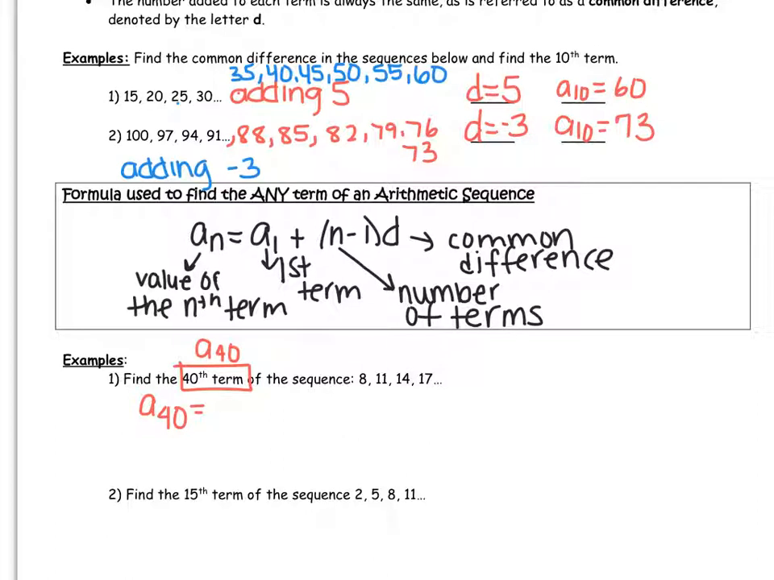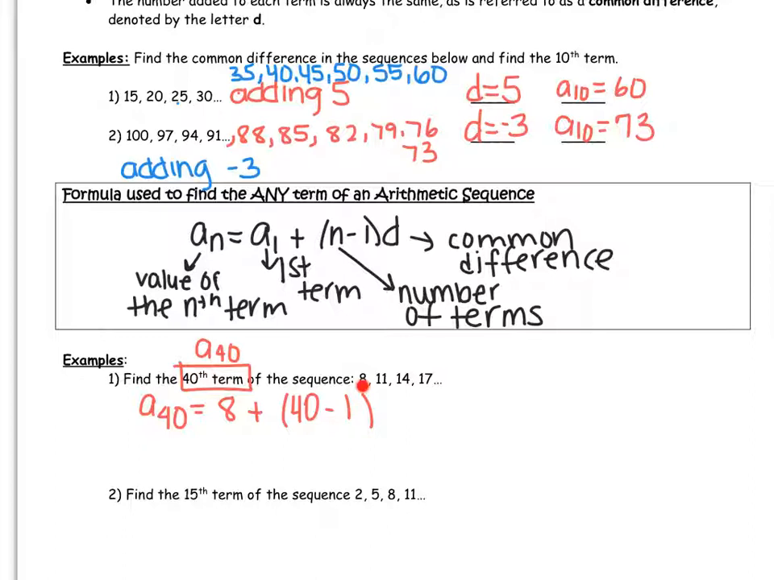So in the formula, a sub 40 is equal to a sub 1, which we have as 8, plus n minus 1 times d. Now, if a sub 40 is what I want to find, if I'm putting 40 in for this n, I have to put 40 in for this n. N just means that there's 40 terms, minus 1, times d, which is the common difference. So that's the only thing left that we need to find.